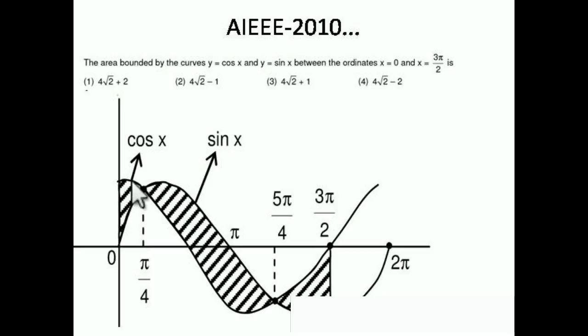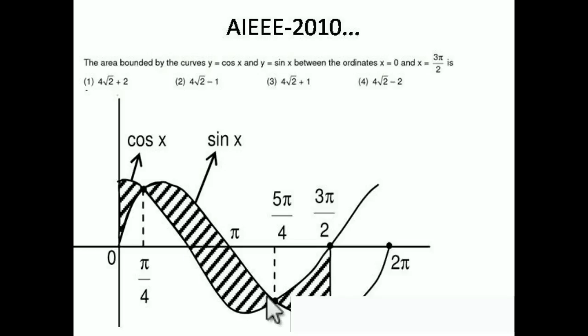Now see, from 0 to pi by 4, which is upper and which is lower? Here cos x is on the upper side and sin x is lower than cos x, so we have to find cos x minus sin x. So the upper portion gives this total area, and then if I subtract sin x, we are left with this. Similarly, from pi by 4 to 5 pi by 4, which has the larger area? The larger portion has sin x, because sin x is on the upper side of cos x, so you have to take sin x minus cos x.